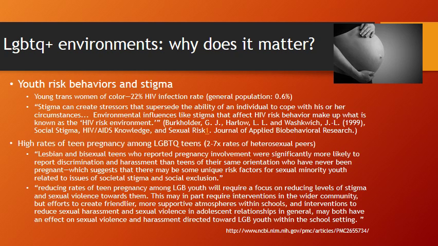Something that people don't think about as often, in far of what I've seen, is the super high rates of teen pregnancy among lesbian and bisexual teens. So 2 to 7 times the rates of heterosexual peers. Some of this happened in a study actually in Massachusetts. There's a link to it at the bottom. But so they're also significantly more likely to report discrimination and harassment than lesbian and bisexual teens who have never been pregnant. So that also speaks to some unique risk factors for sexual minority youth about stigma and exclusion.